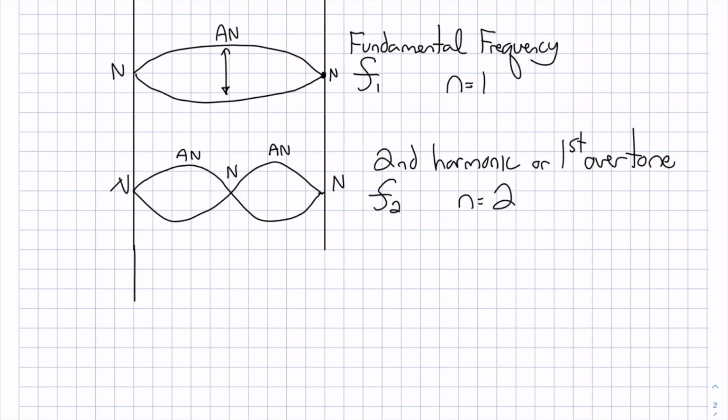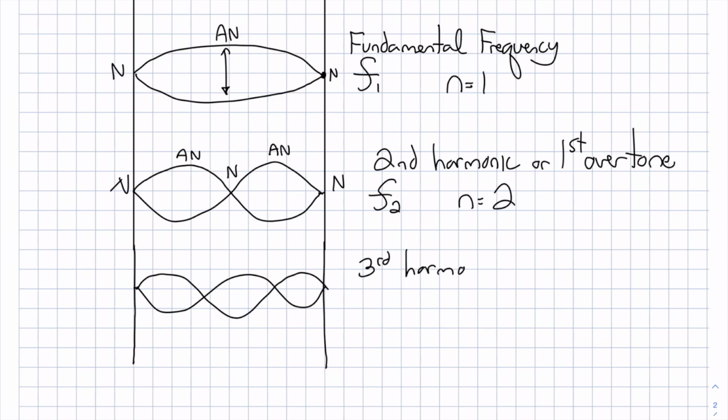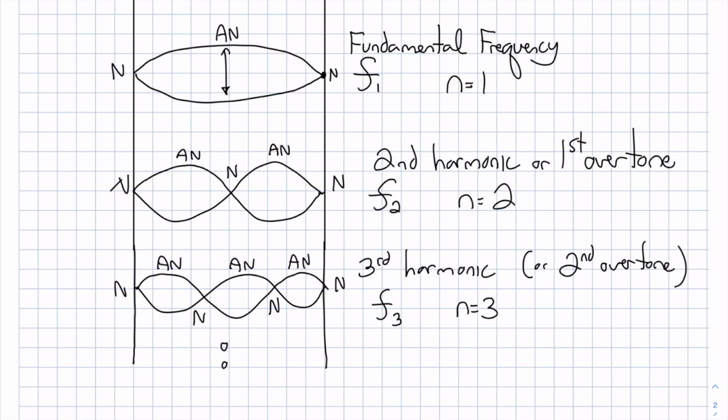And once again, I'm just going to increase the frequency here. These should be equally spaced bumps, by the way. My drawing's really bad. But this is the third harmonic, F3, or we can call it n equals 3. You can also call this the second overtone. And once again, notice there are 3 bumps there, 3 antinodes. And you could keep going on like that.